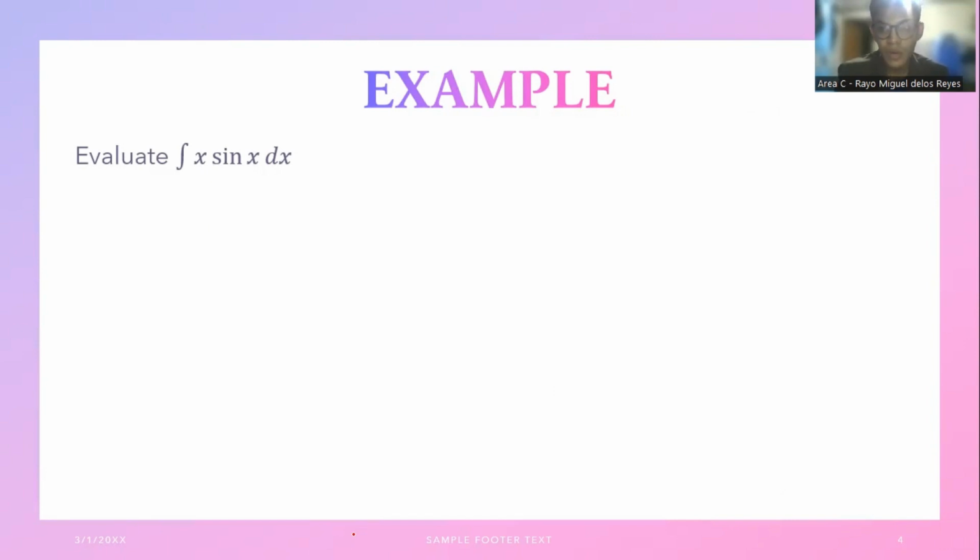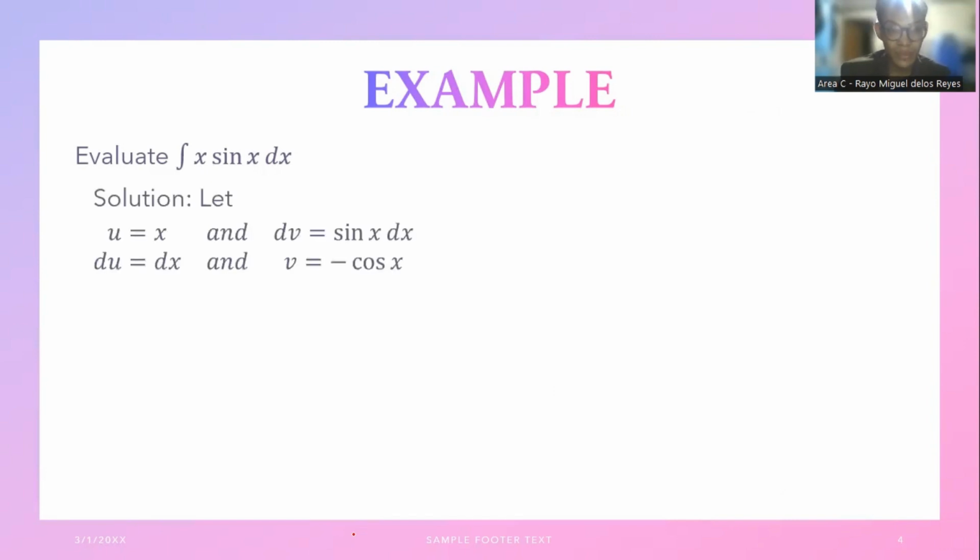So, ang unang-una natin gagawin is magle-let tayo ng u. Ang ile-let natin dito sa u is yung x. And then, ang ile-let naman natin sa dv is yung sine x dx. Then, sa u, kunin lang natin yung derivative niyan, that is du equals dx. Then sa dv naman, sin x dx, para makuha natin yung v, we have to integrate this. We have to find the integral of sin x. So, ang integral ng sin x, that is negative cosine x. So, that is value of v.